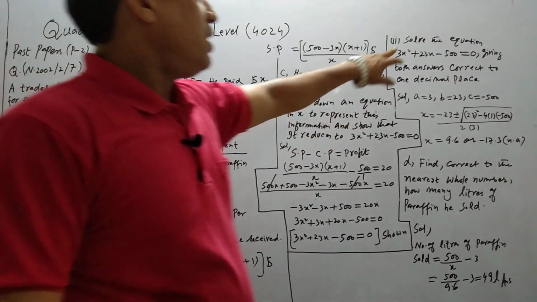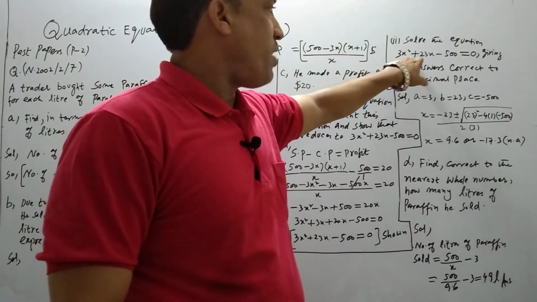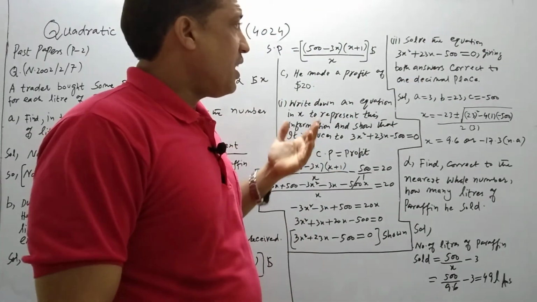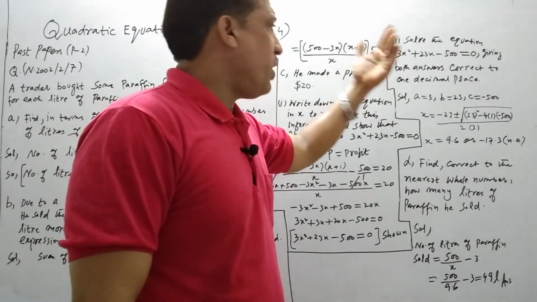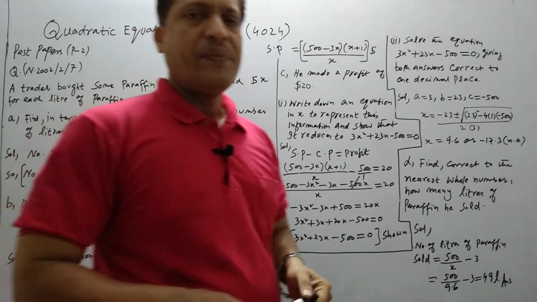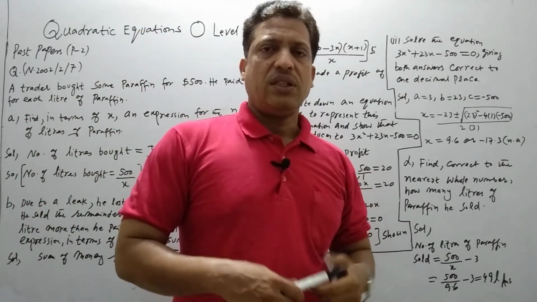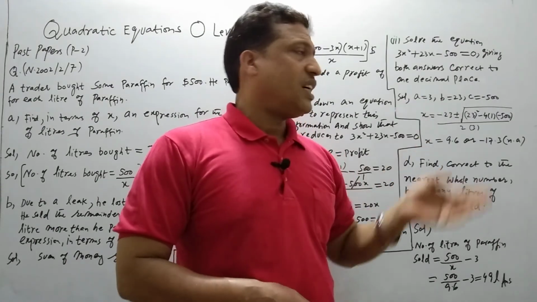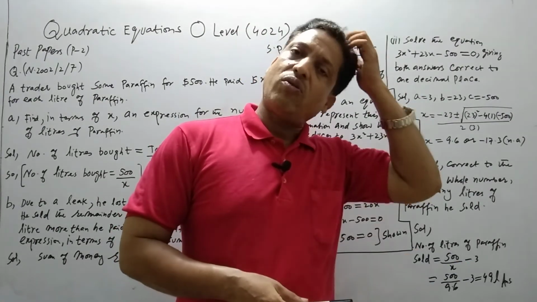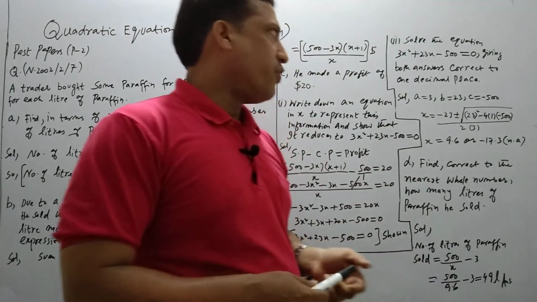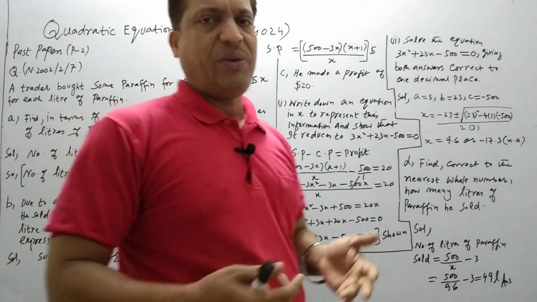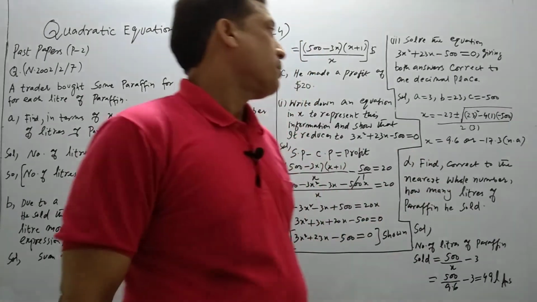C part 2 is: solve the equation 3x square plus 23x minus 500 is equal to 0, giving both answers correct to one decimal place. Student, you already know the method of solution of quadratic equations. You can apply any method: factorization, completing the square or quadratic formula. I choose the quadratic formula because if the value is big, we have to choose the quadratic formula. Factorization is difficult in this case.